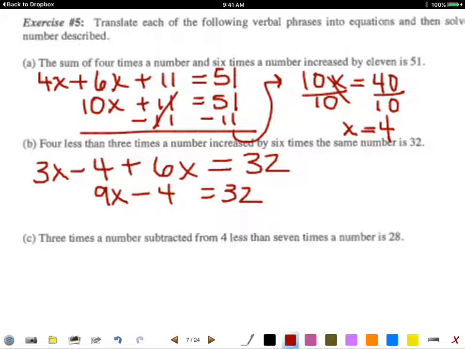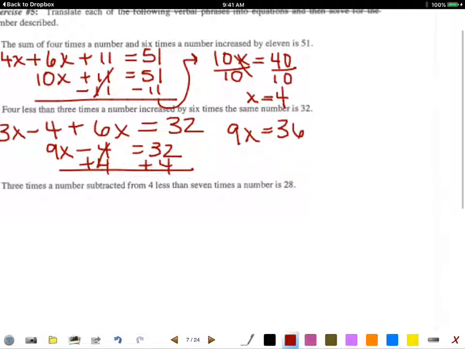Now let's solve that. What would we do first? Plus 4 on both sides. So we get 9x equals 36. Next step, divide by 9. So x equals 4. Good.